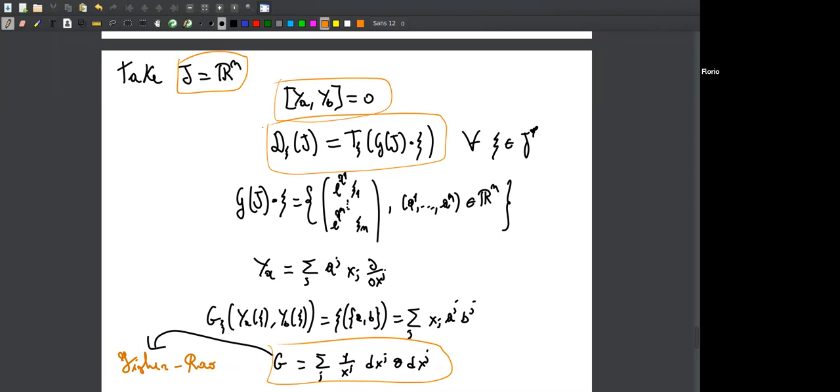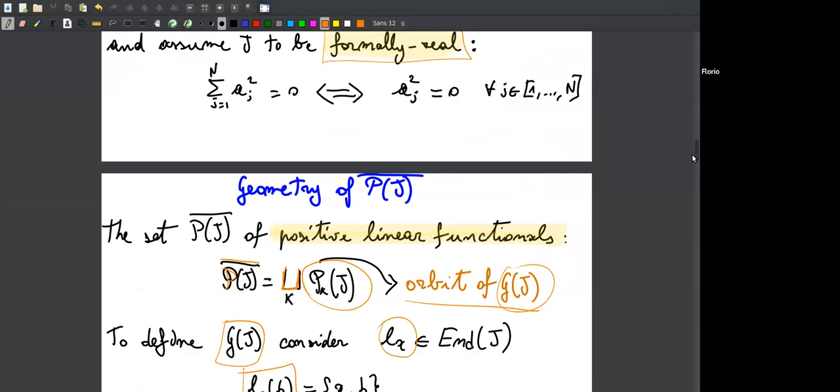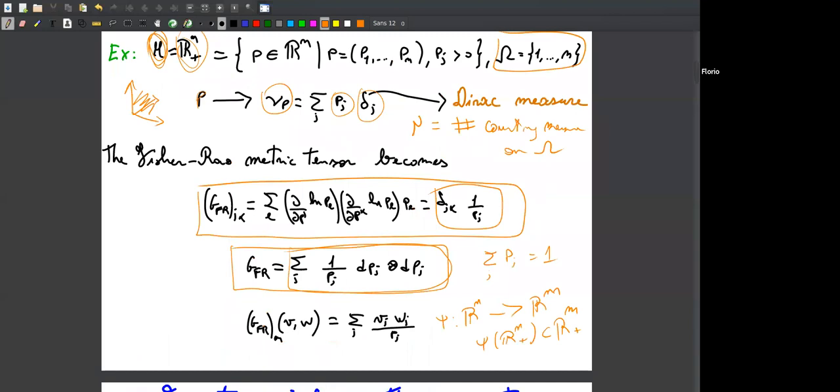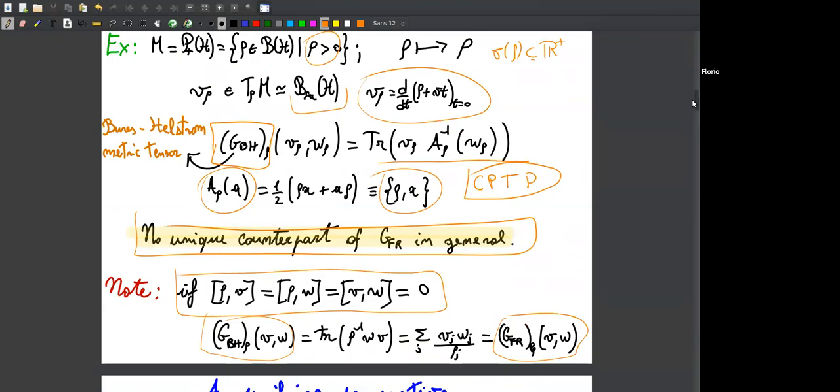The orbits we just saw are like this, the vector fields are like this. So we can really write down who this guy is. It's just what you find here, that if you compare, basically, sorry for the switching, to what is written here, you basically obtain the Fisher-Rao metric tensor.